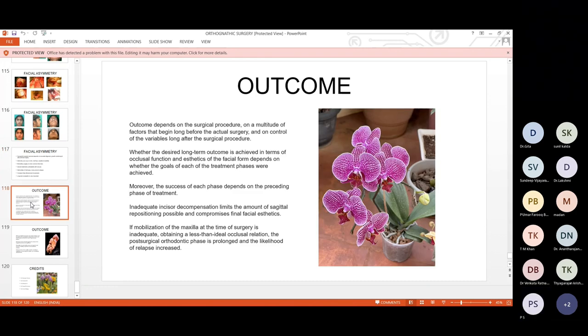There are a multitude of factors which come into play long before the surgery, and the control of variables continues long after the surgical procedure. Inadequate incisor decompensation limits the amount of sagittal repositioning and compromises the final aesthetics. If mobilization of the maxilla at the time of surgery is inadequate, resulting in a less than ideal occlusal relationship, the post-surgical orthodontic phase is prolonged and the likelihood of relapse is greater.